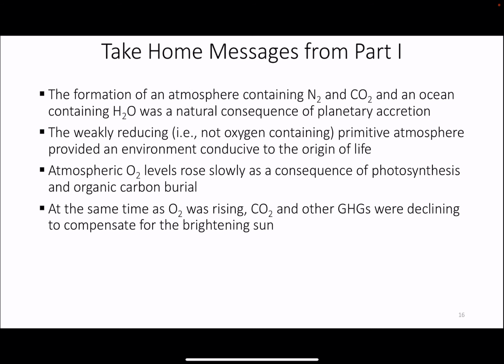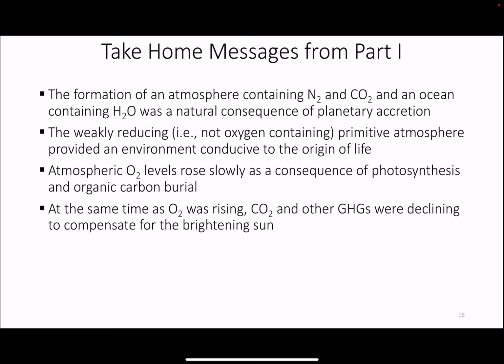Okay, so take-home messages from part 1. The formation of the original atmosphere, Earth's old atmosphere with N2 and CO2, and the water in the ocean, was something that happened due to planetary accretion. And as a result, because there's no oxygen in that atmosphere, it would have been a weakly reducing environment. And that must have been the atmosphere when some sort of spark of life happened.